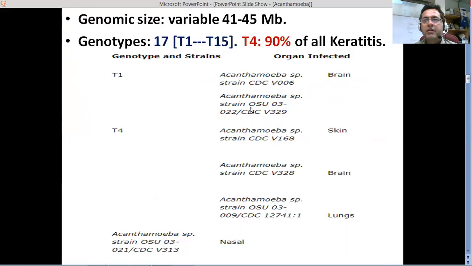Genomic size is variable, 41 to 45 MB, and for the genotypes, there are 17 known genotypes named from T1 to T15. And the T4 genotype in more than 90% of the cases is involved in keratitis. And T1 and T4 genotypes cause infections in different organs. For instance, T1 only infects the brain and causes inflammation of the brain. But the T4 genotype can cause inflammation of the skin, inflammation of the brain, or inflammation of the lungs. So it can infect different organs, of course.